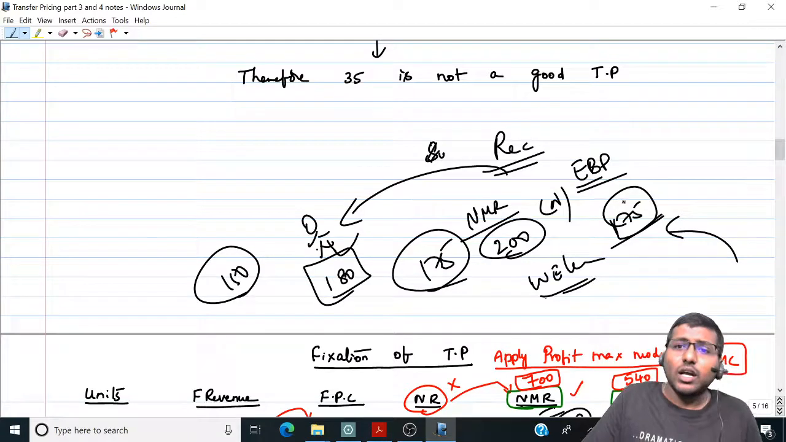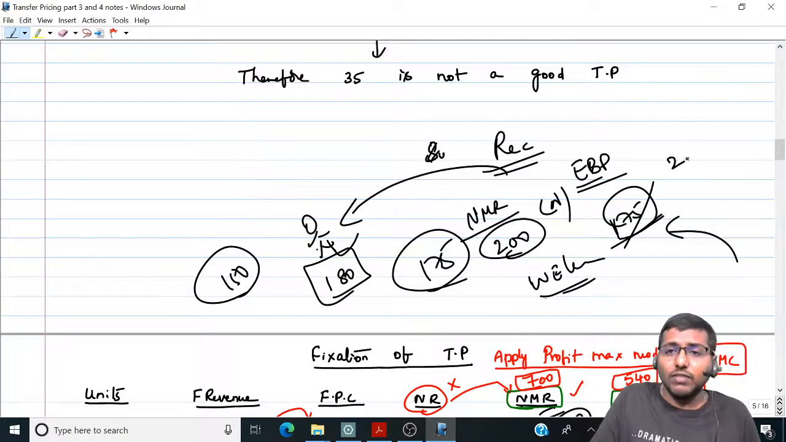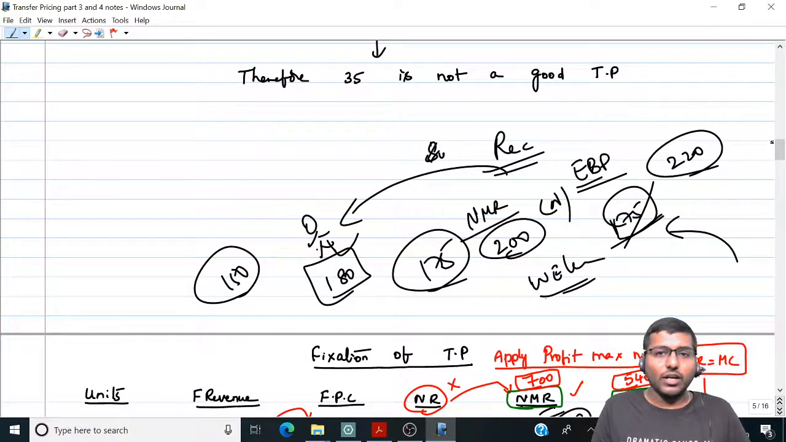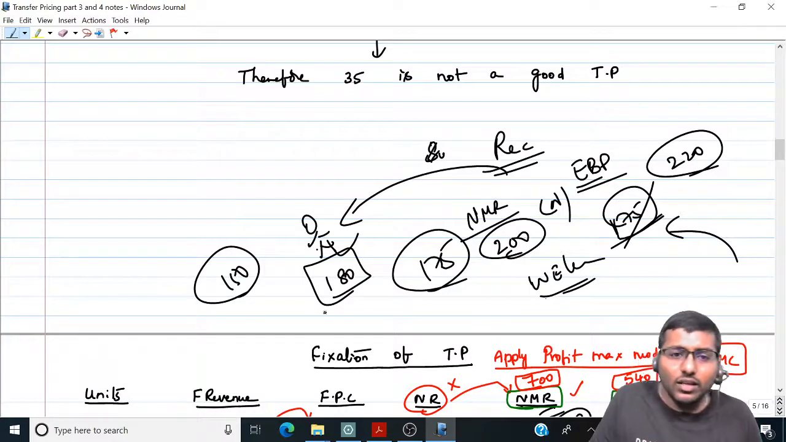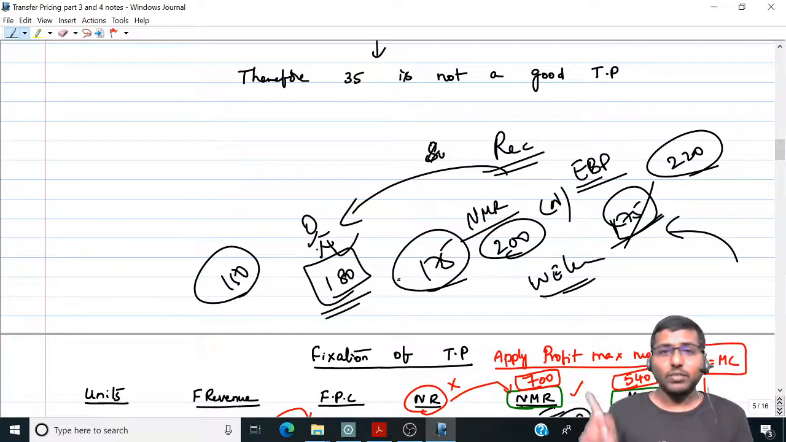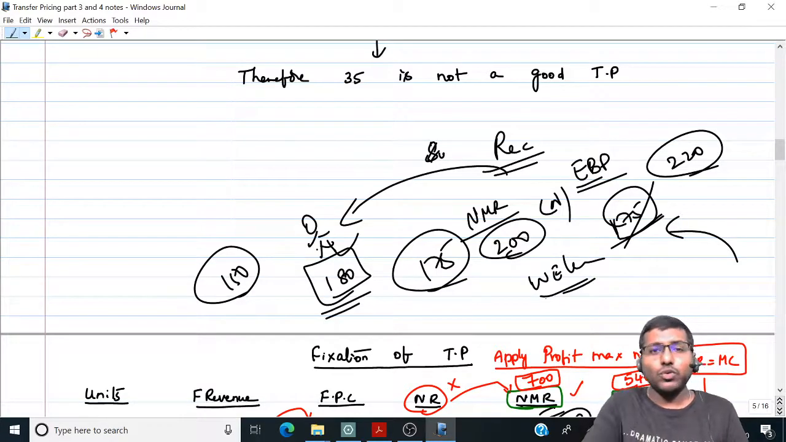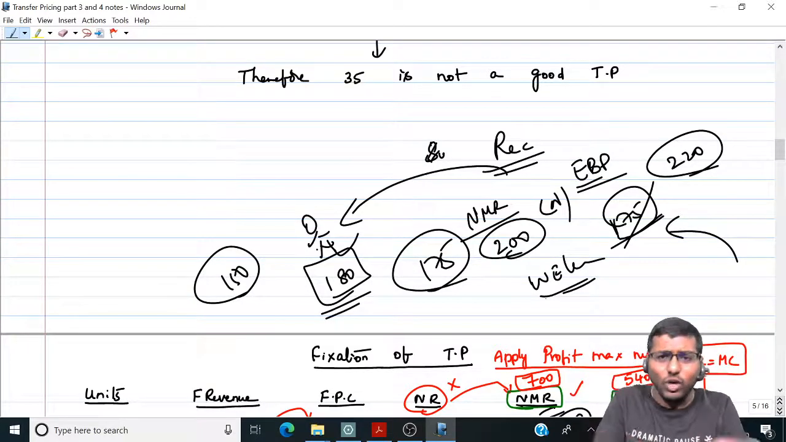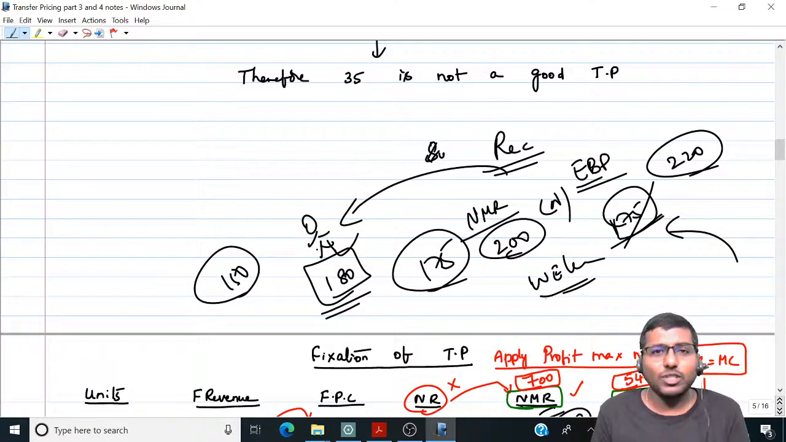Are you able to understand? Now suppose outside somebody says that they will be selling the silk chocolate only at 220. Then the supply division cannot argue that outside it is available at 220, so I will sell you only if you pay me 210. Then the receiving division can't pay, because the receiving division will say I've got only 200 with me. Even if you want 210, I can't pay in the first place. Then the transaction will not happen. Therefore, NMR or EBP, whichever is less. That's the concept. So it's purely based on common sense.